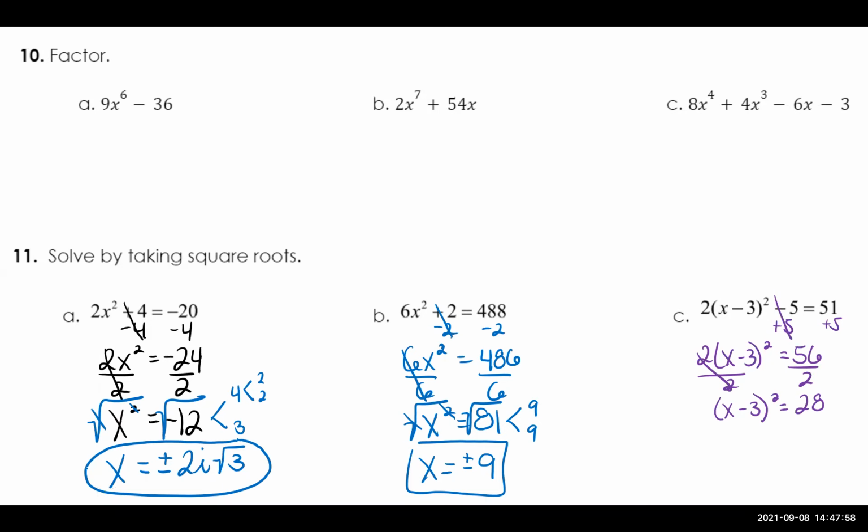Then we want to square root both sides to get rid of the squared, and we're left with x minus 3. The square root of 28 is not a perfect square, but I can break this into 4 and 7. I know that the square root of 4 is 2, and then there's just going to be a leftover 7. Our last step would be to move this 3 to the other side. So we get x is equal to 3 plus or minus 2 root 7.